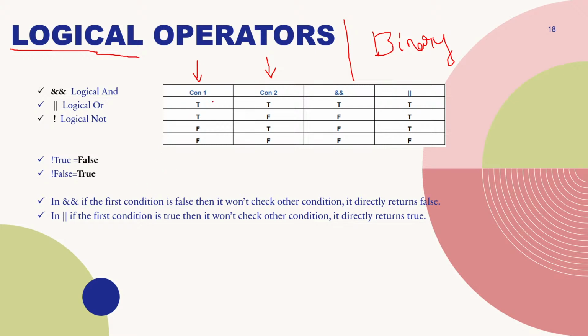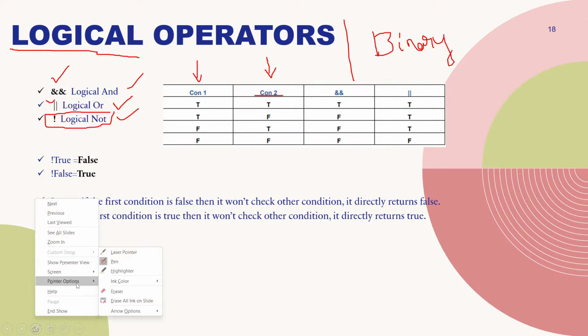My condition one is the first operand. My condition two is the second operand. Okay. In logical operators, we have three types, guys: logical AND, logical OR, logical NOT. Forget about logical NOT. Just concentrate on logical AND and logical OR. Okay. Concentrate on logical AND and logical OR.